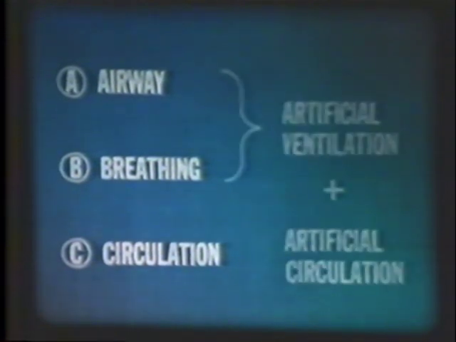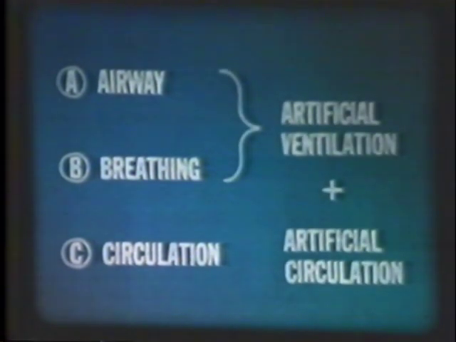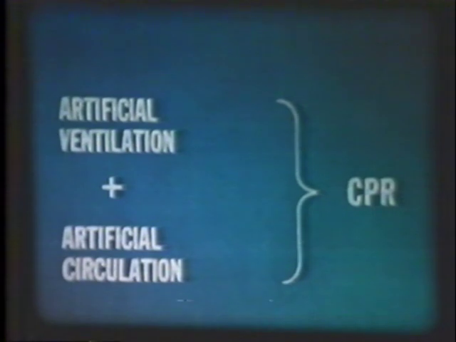You have now seen how to perform the ABC steps of basic life support by mouth-to-mouth ventilation and external cardiac compression. A and B provide artificial ventilation for respiratory arrest. It must be combined with artificial circulation when cardiac arrest occurs. Artificial ventilation plus artificial circulation provides CPR.